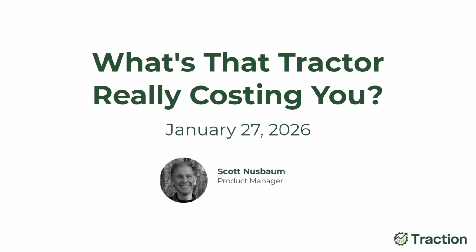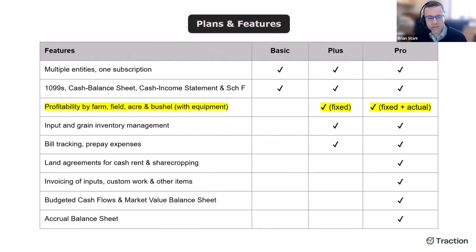The topic today is covering equipment costs and how they reflect back to fields. When you think about features, where does this fit in Traction? As most of you know already, we've got three different tiers: Basic, Plus, and Pro. This particular feature, the equipment allocation and overhead, is a combination of both Plus and Pro. At minimum, you have to have at least the Plus level to do what we're showing you today.